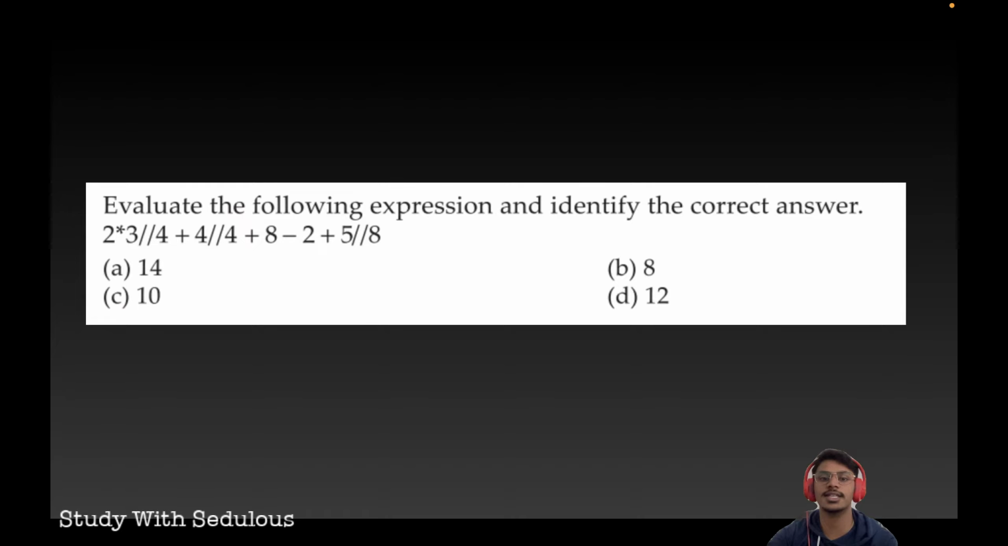And here this double slash will take effect. So 2 into 3 double slash 4 is 0.75, so 0. 2 into 0 is 0. Plus 4 by 4, 1. 1 plus 8, 9. Minus 2, 7. 7 plus 0, 8.